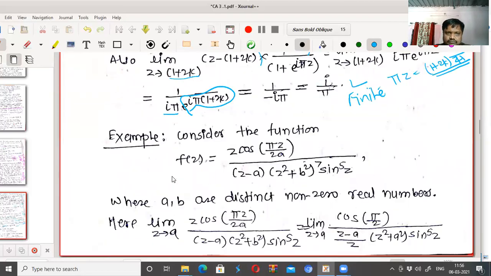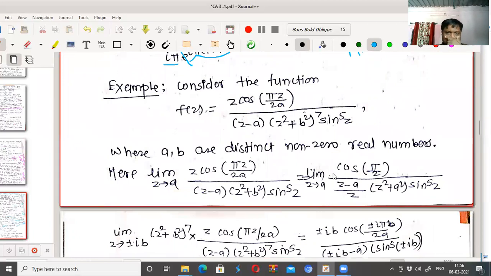What is happening here? Z tends to a, cos pi by 2. Z equal to a, a cancel, cos pi by 2 upon z minus a by z. Z square plus b square becomes a square plus a square, sin raised to 5z, and z tends to a. This becomes 0 by a, so it becomes infinity. So it is a singularity.